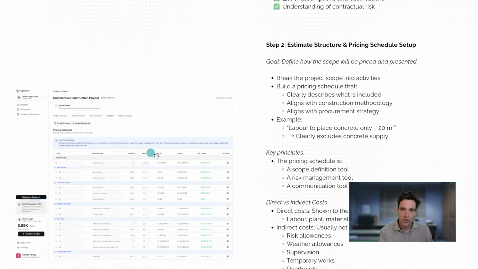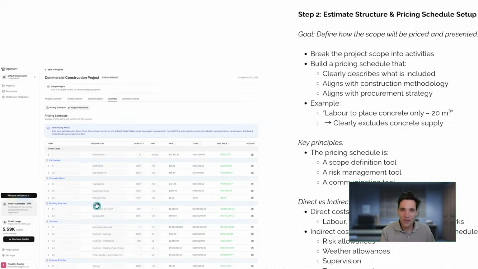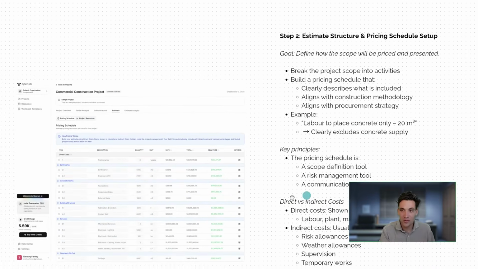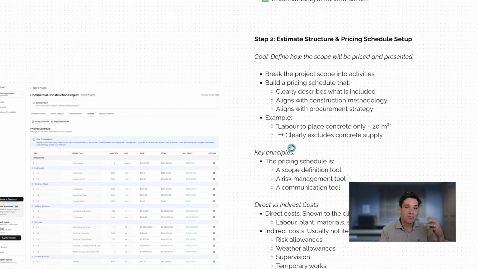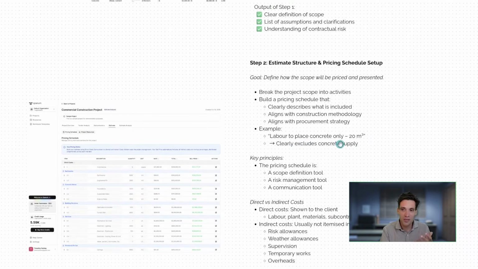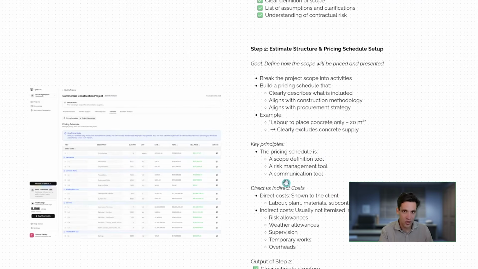I also like to ensure that when I'm creating a pricing schedule, it reinforces exactly what I'm pricing. This is going to be the key document for how our client reads and interprets our scope of work. For example, if we're pricing labor only to place concrete, I would say in the pricing schedule something like labor to place concrete and the volume of concrete associated with that. Clearly from that line item, there's no ambiguity. You can see it excludes the concrete supply.